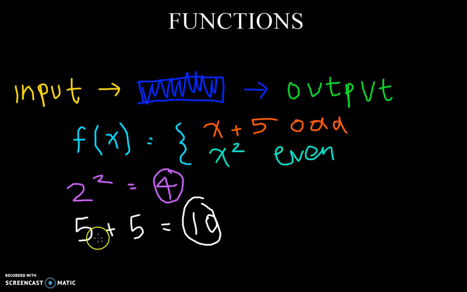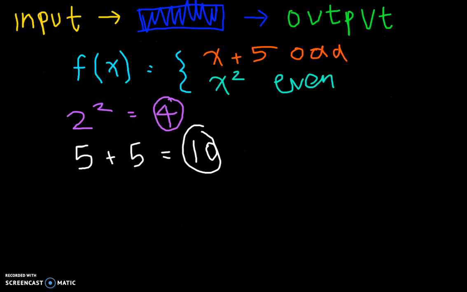What happens in between is what a function does. It does something to that, so that's plus 5. And for here, it's squaring it. Okay, let's try another example of a function.